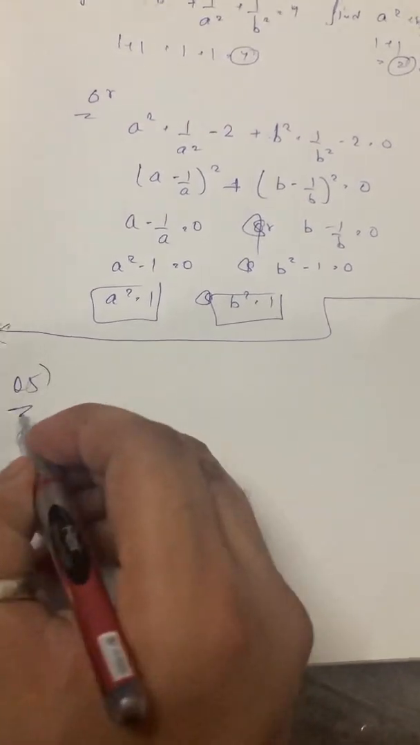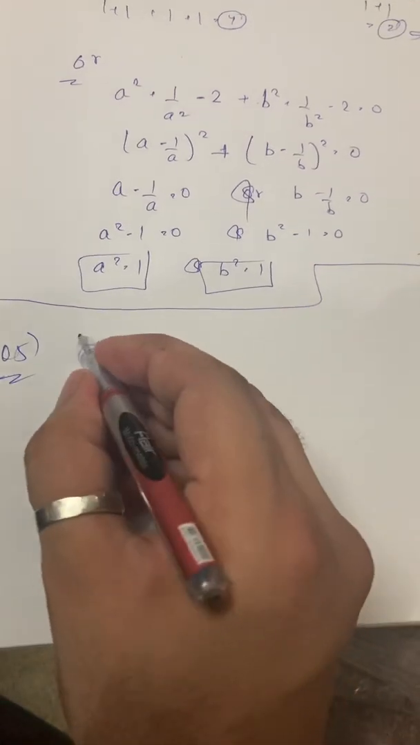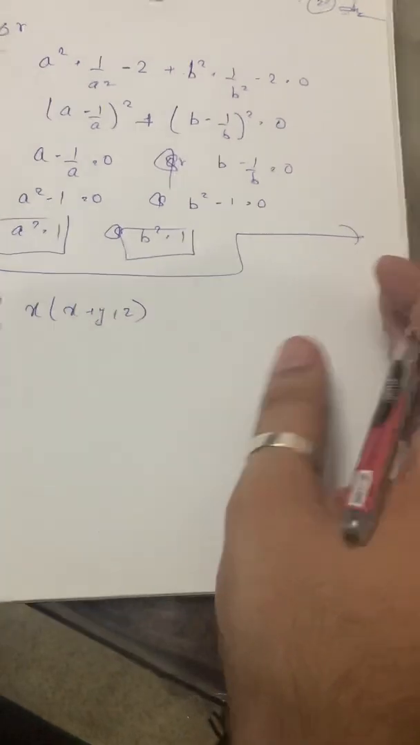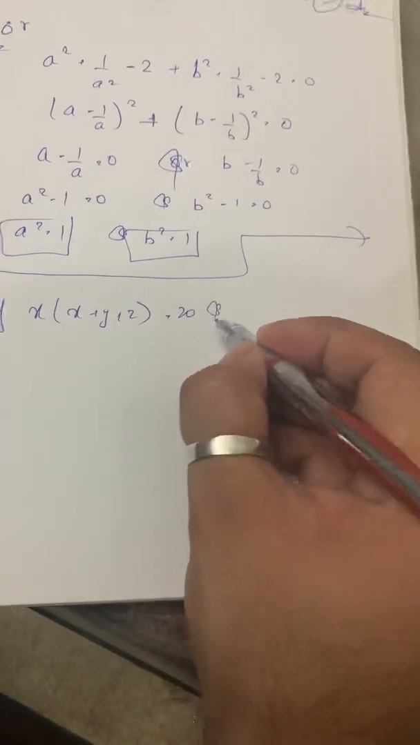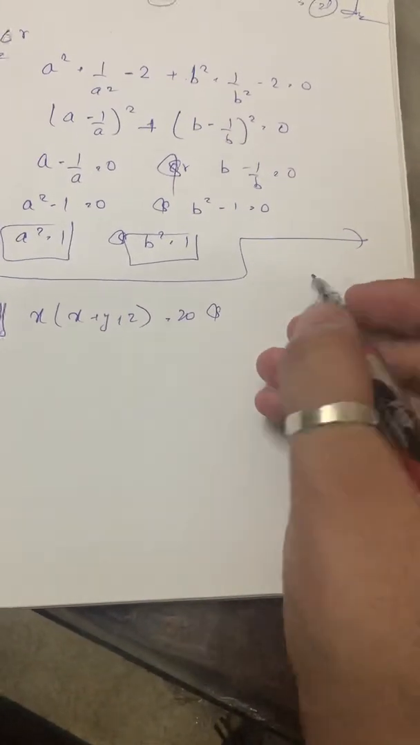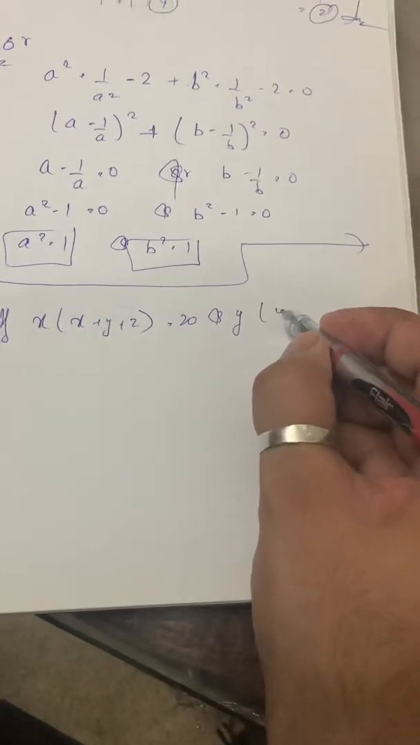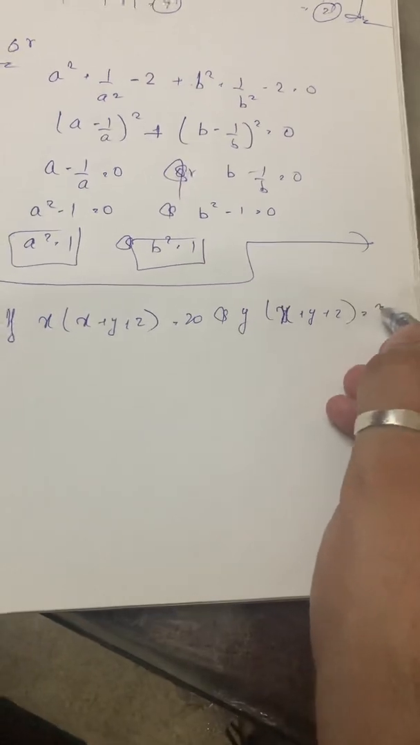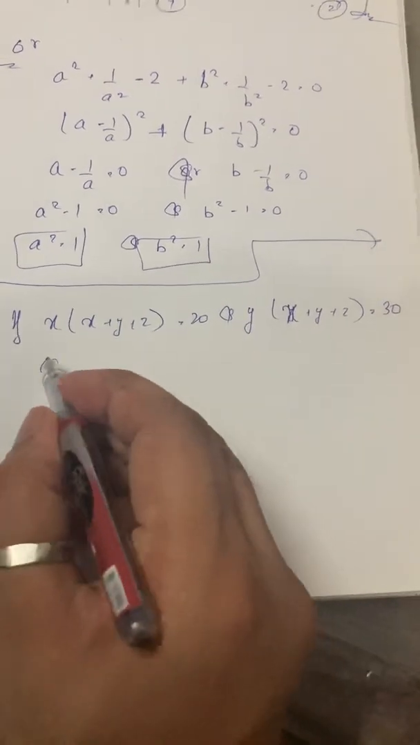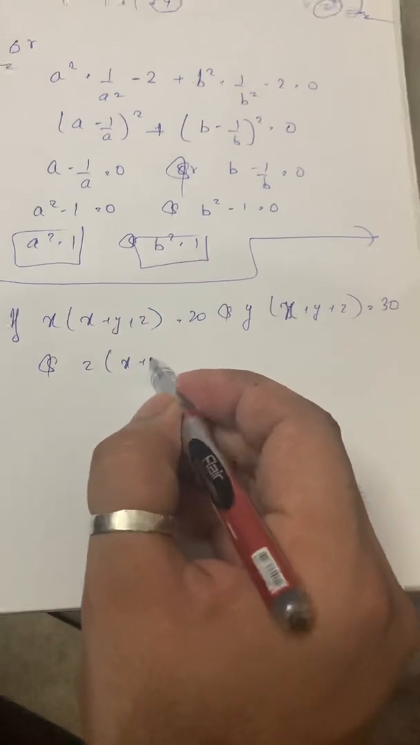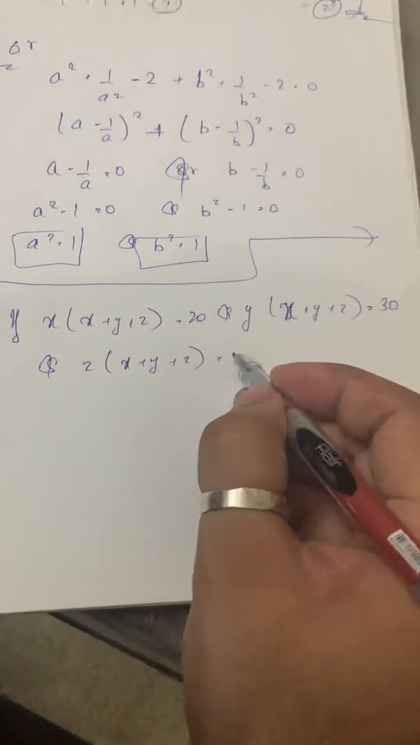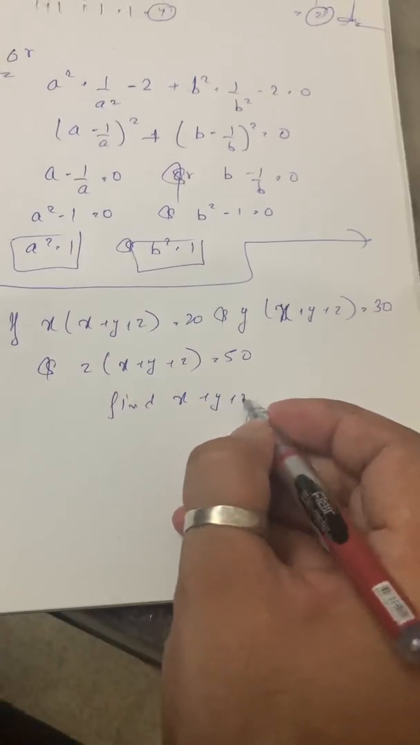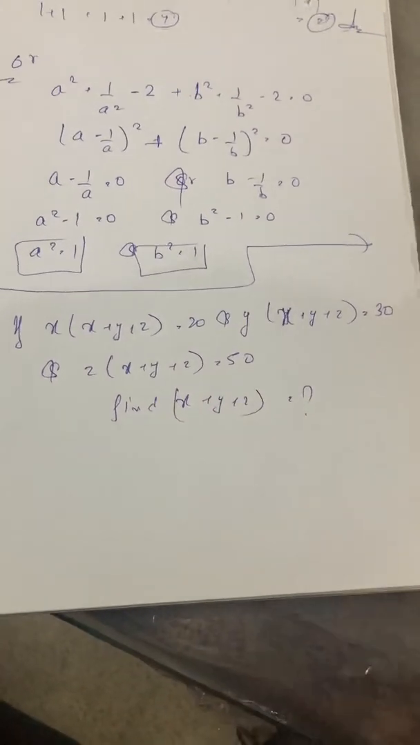Suppose I'll share some more examples. Question number 5 I will share. Suppose it is written, x into x plus y plus z is equal to 20. I hope you are writing down the problems along with me. And y into x plus y plus z equals 30, and z into x plus y plus z equals 50, and we need to find x plus y plus z. Suppose this is the question, right?